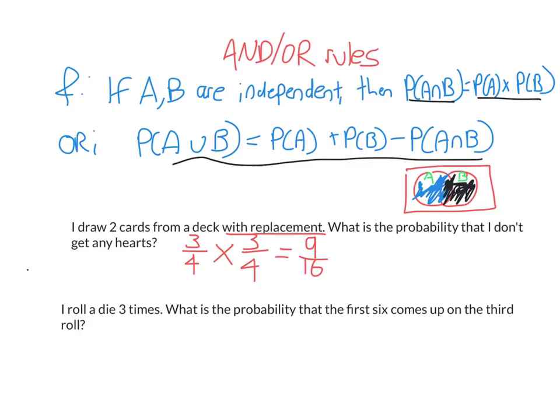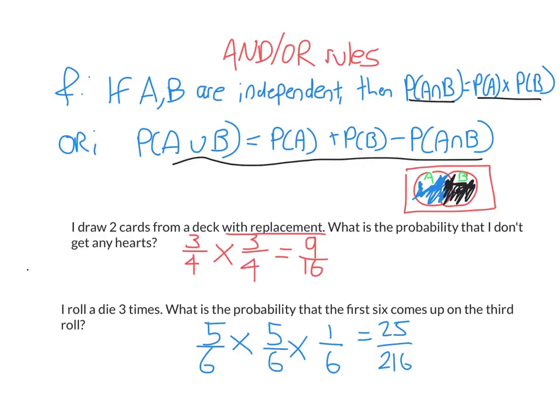So the probability I don't get a 6 the first go is just 5/6. The probability I don't get a 6 on the second roll is 5/6. The probability I do get a 6 on the third roll is 1/6. The probability that all of them happened, I just multiply them together, and I get 25/216, okay? How easy is that?